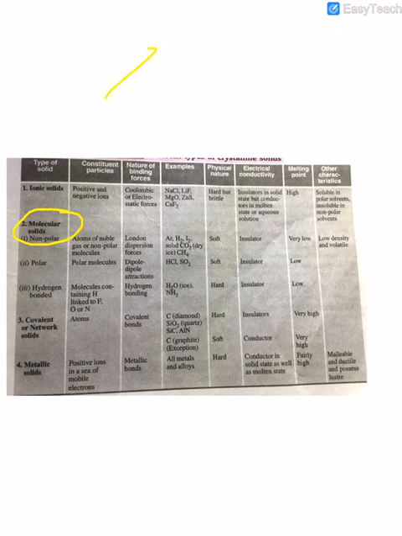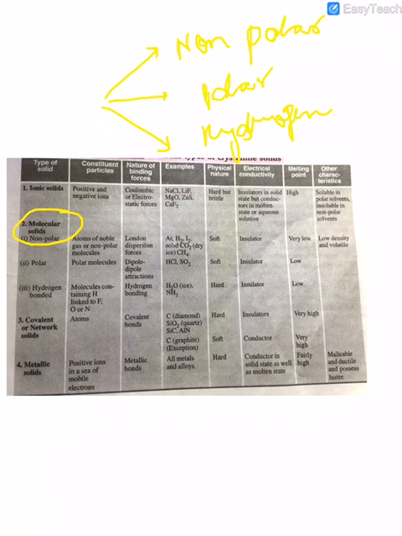So molecular solid is divided into three parts. Number one, non-polar molecular solid. Number two, polar molecular solid, and third one is hydrogen bonding, right? So we'll discuss all of these three one by one.